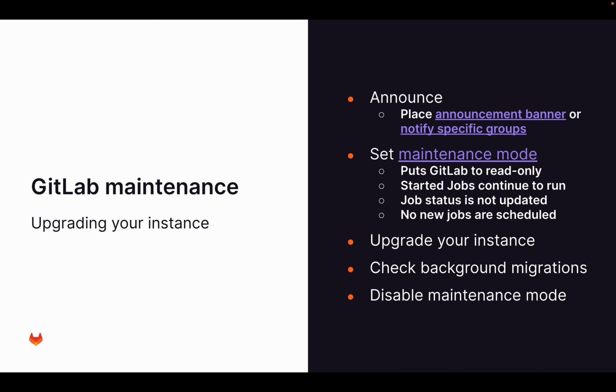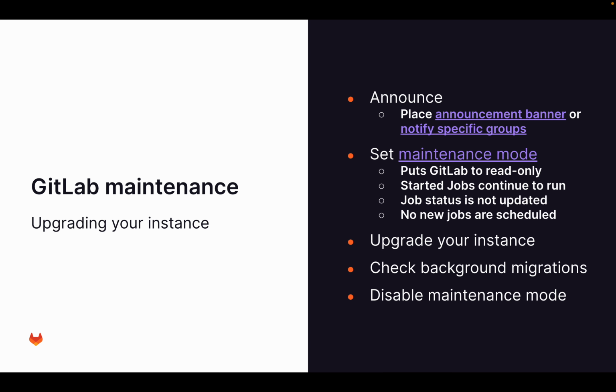Now, then GitLab maintenance, of course. Every now and then you have to upgrade your instance. We have regular security updates and monthly bigger releases. Before you want to upgrade, you want to announce your upgrade plans. So you can place an announcement banner system-wide, or you can notify specific groups through a broadcast message. Once you've done that and it's upgrade time, then you want to maybe set your instance in maintenance mode.